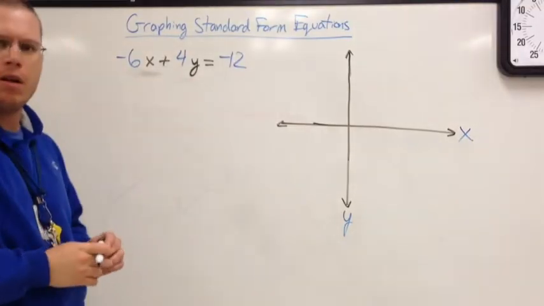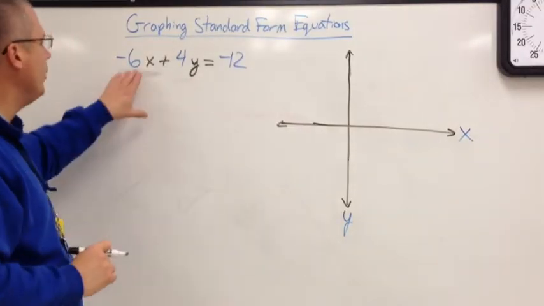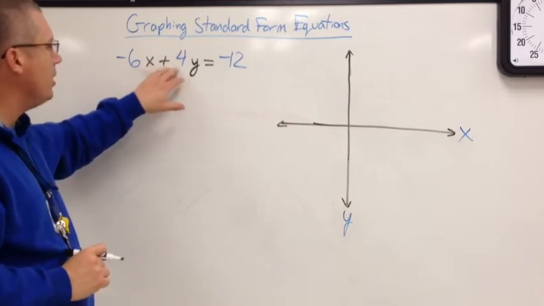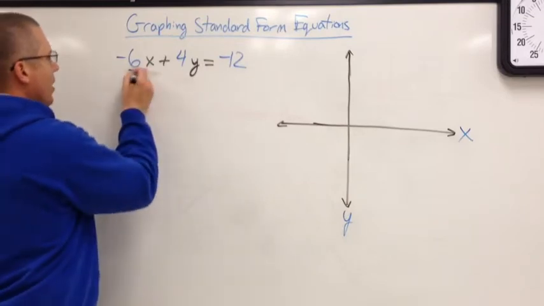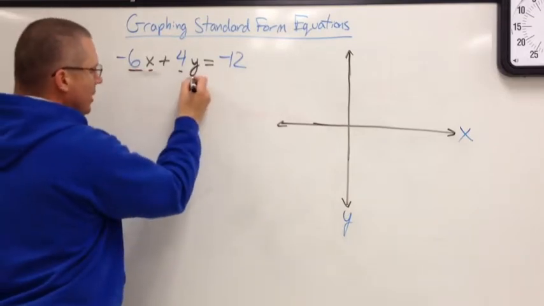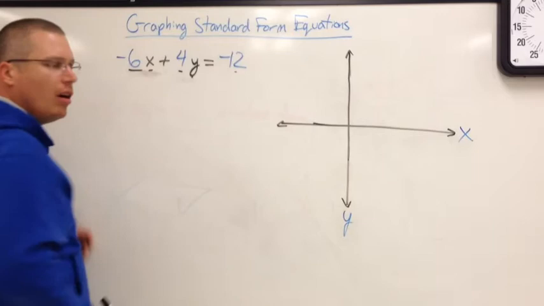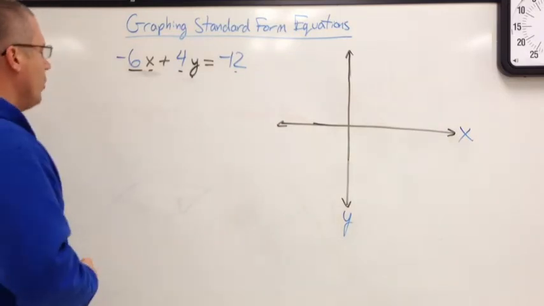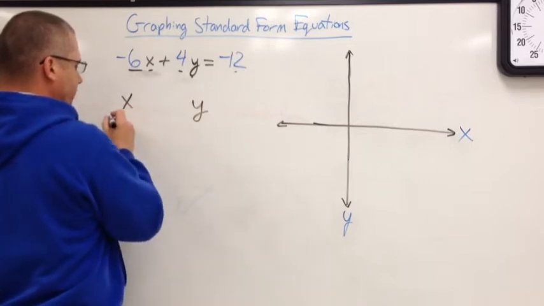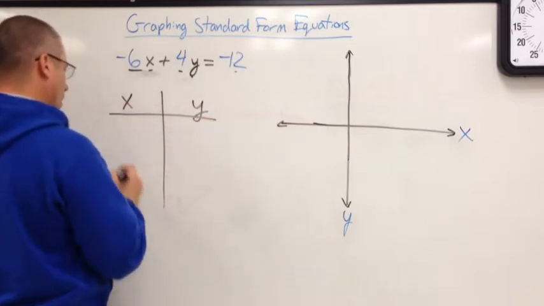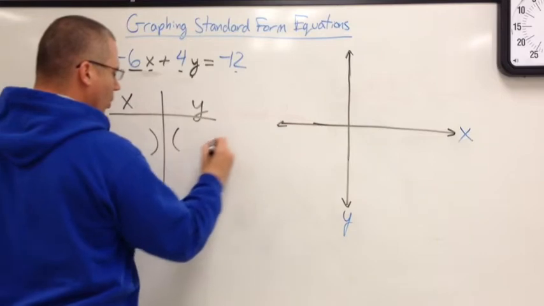Second example, -6 times x plus 4 times y equals negative 12. Is it standard form? Do I have something times x? Do I have something times y? Do I have a number by itself? The answer is yes, this is standard form. So again, we're going to work for our x and our y intercept. I need an ordered pair here, I need an ordered pair here.